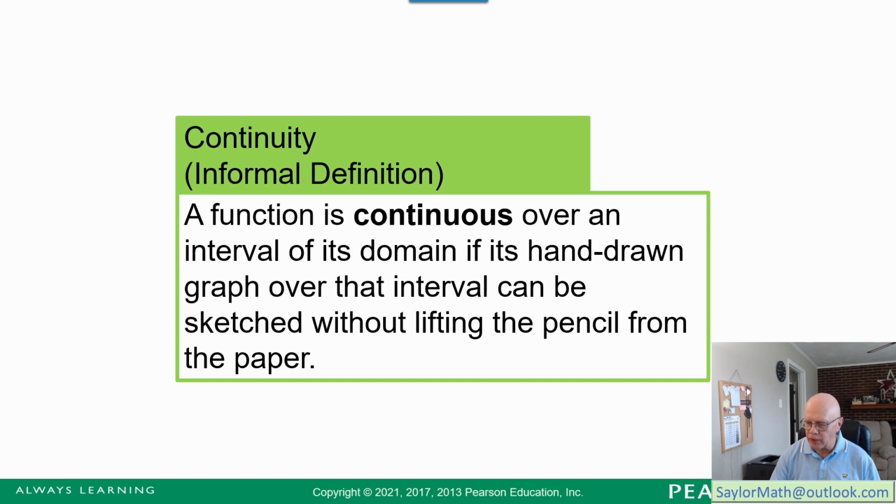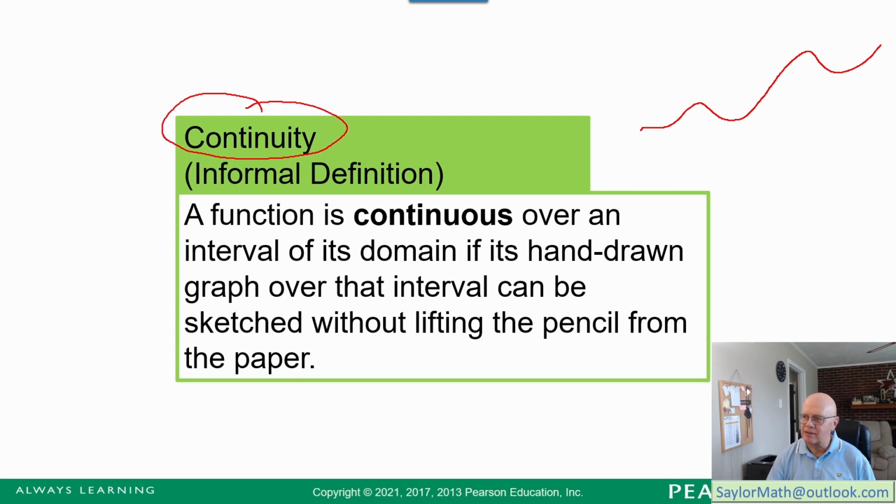Okay, continuity. Sounds complicated? It really isn't. It just means that you got a graph. If you can draw the graph without lifting your pen, then it's continuous. If you have to draw it like this, those different sections, it's not continuous. Because as soon as you get here, you have to lift the pen, come down here, and start over again. That's all it is.